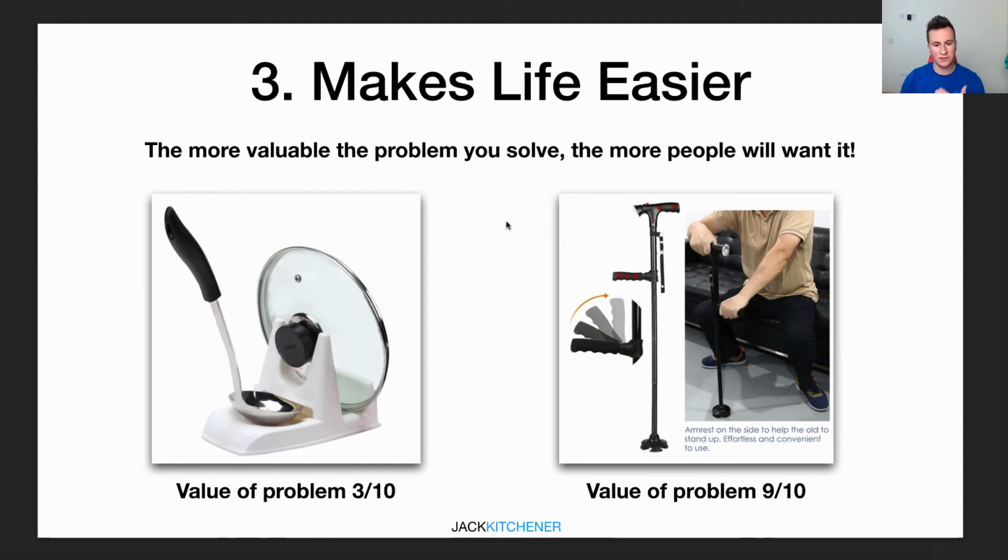To illustrate this, I've got 2 product examples to show you. Number one, on the left, I've rated the value of the problem at 3 out of 10, because yes, it does solve a problem of where do you put the pan to stop it dripping on the side, and same thing for the spatula, but nobody's going to write home to their mother about a product like this. It's not really that exciting.